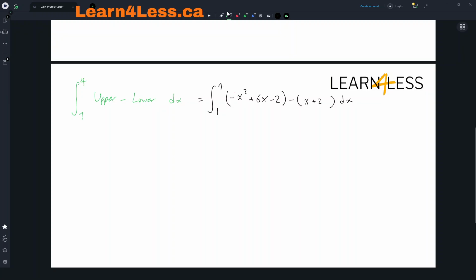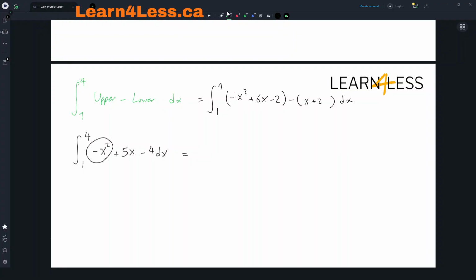So to take this integral, I can take the integral of this separately, this one separately, or I can just simplify it. First, let's just simplify it. From 1 to 4, I have negative x squared. I have positive 6x and minus x here, which makes it positive 5x. And I have minus 2 and minus another 2 here, which makes it minus 4. Taking this integral should be very simple.